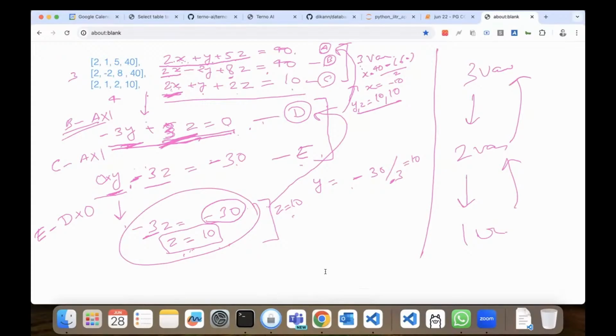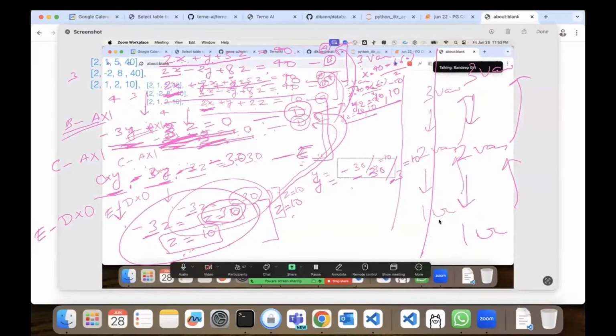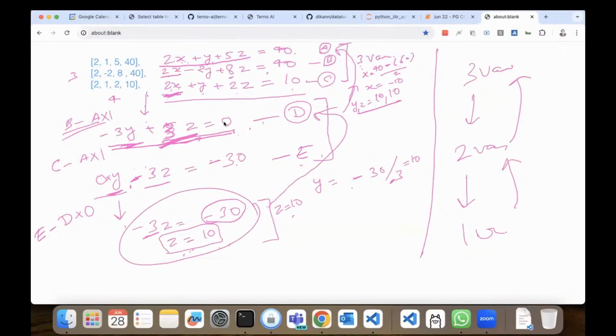Yeah. I want to do one thing. I will just take the screenshot. Okay, I've taken the screenshot. Now I can easily copy this. Okay, I'll just clear the whiteboard.